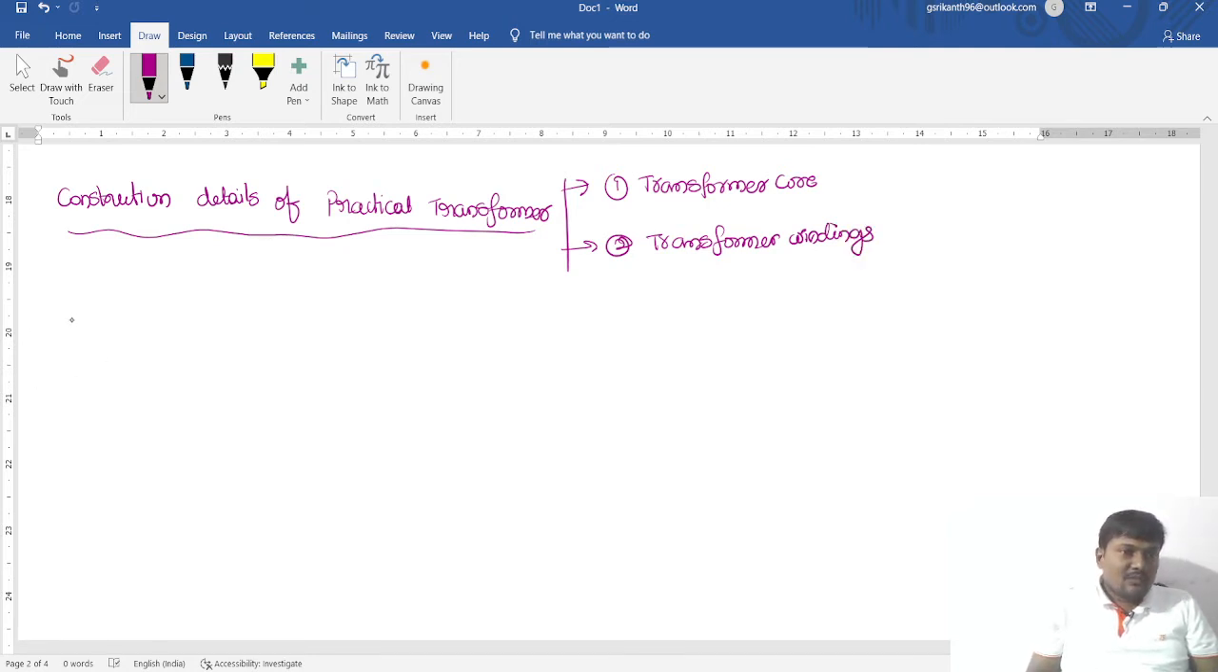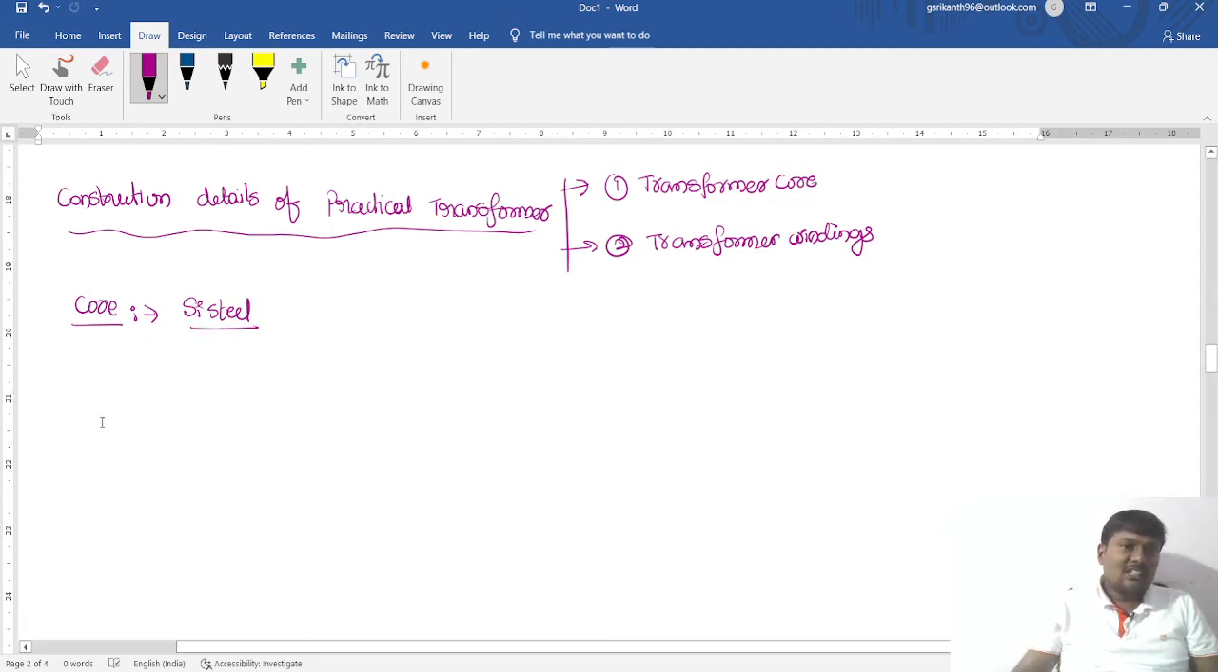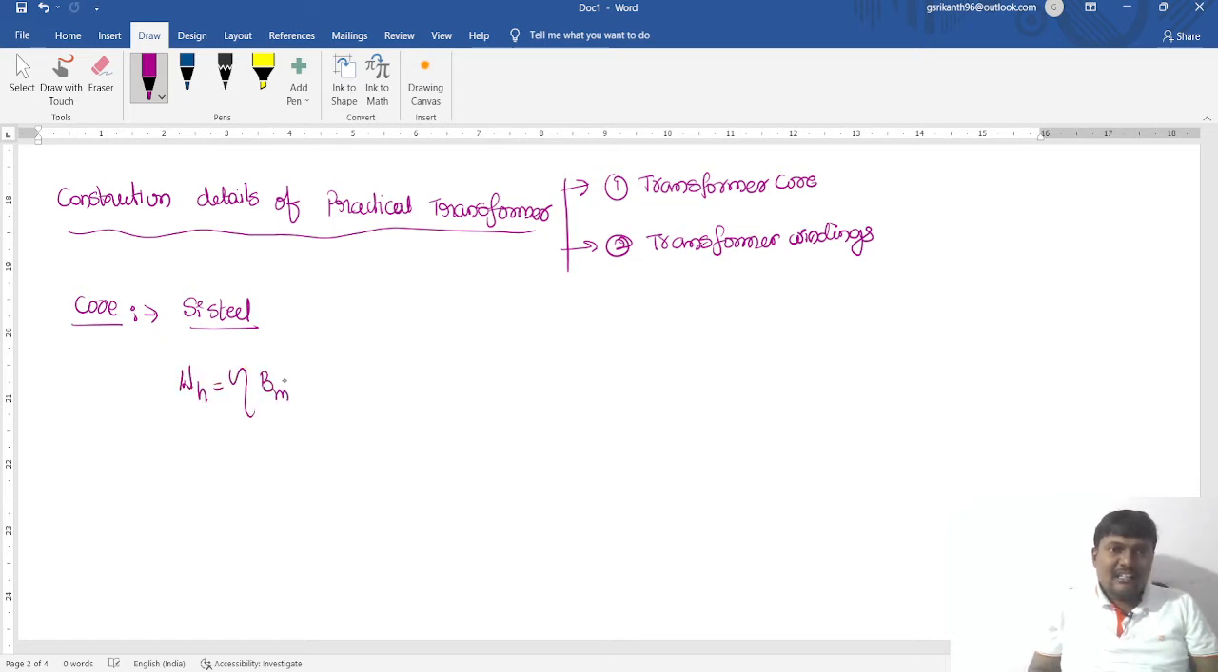The core is made up of silicon steel. If you use silicon steel, the hysteresis coefficient is less, so the hysteresis loss is also less. The hysteresis loss is eta B max power x F V, where x is equal to 1.6 for silicon steel.